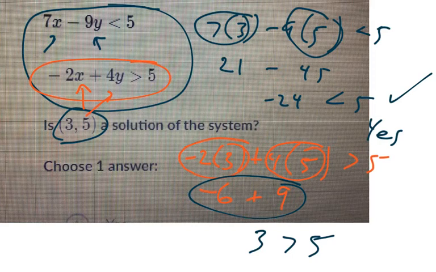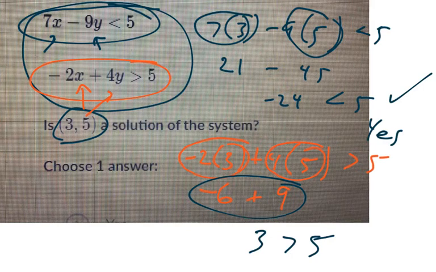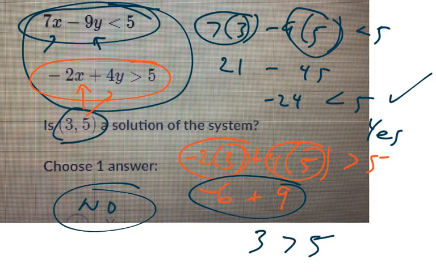No, it's not. So even though it worked in the first inequality, guys, this is a system now. It has to work for both. So you would click on no. It worked in the first, but it didn't work in the second inequality, so it didn't satisfy the system. But guys, hopefully you realize how simple this is. All you're doing is plugging in numbers and checking your work.